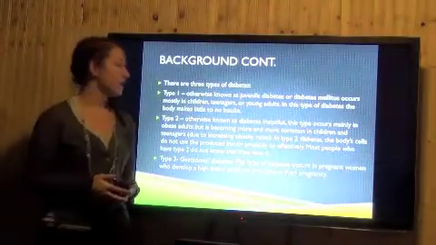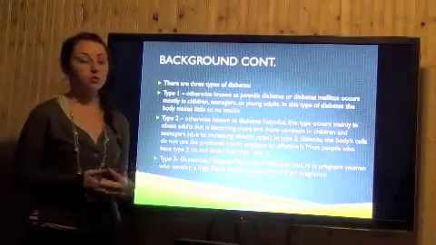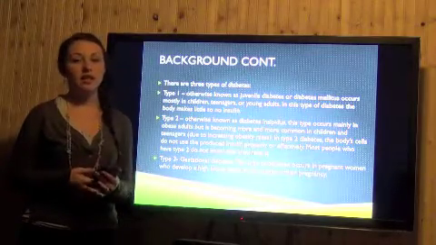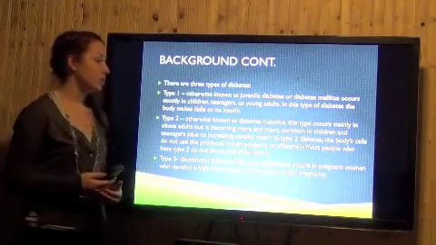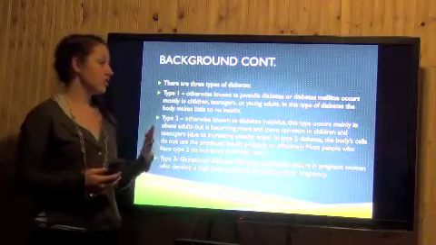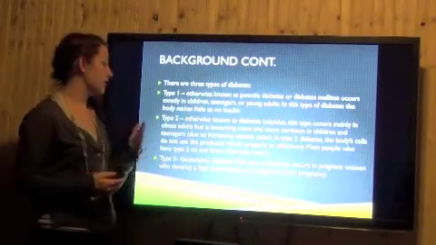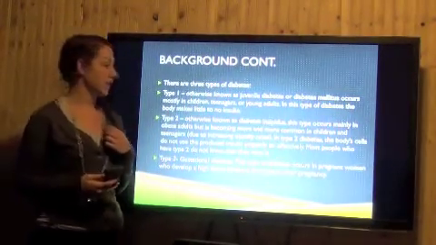There are 3 types of diabetes. Type 1 is also known as juvenile diabetes or diabetes mellitus, and it occurs mostly in children, teenagers, and young adults. In this type of diabetes, the body makes little to no insulin.